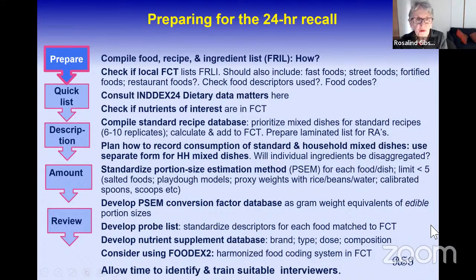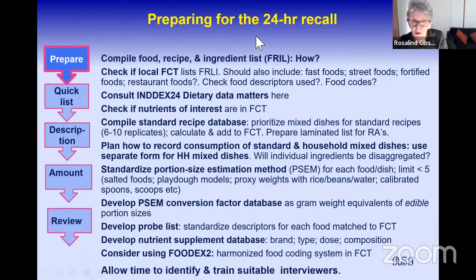Now I'd like to go through in great detail the preparation for the 24-hour recall, because these preparatory stages are very important and unfortunately sometimes overlooked. The first thing you need to do to prepare for your 24-hour recall assessment is to compile a list of foods, recipes and ingredients that probably will be consumed in the area or the country where you're working.